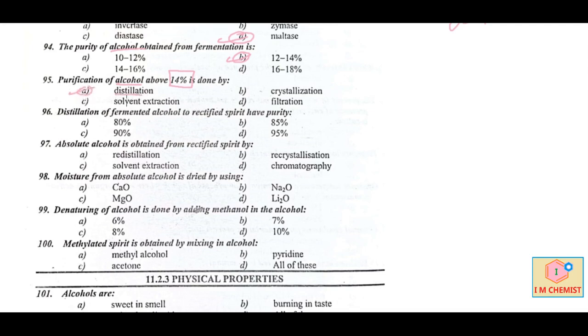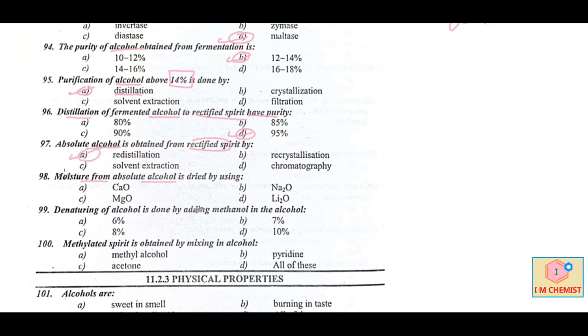Distillation is a process through which substances are separated on the basis of their boiling points. Distillation of fermented alcohol to rectified spirit has purity of about 95%. This alcohol that is obtained from fermentation is further converted into rectified spirit that is 95% pure. Absolute alcohol: if you want to obtain 100% alcohol from rectified spirit, then you need to do redistillation. So option number A is correct.